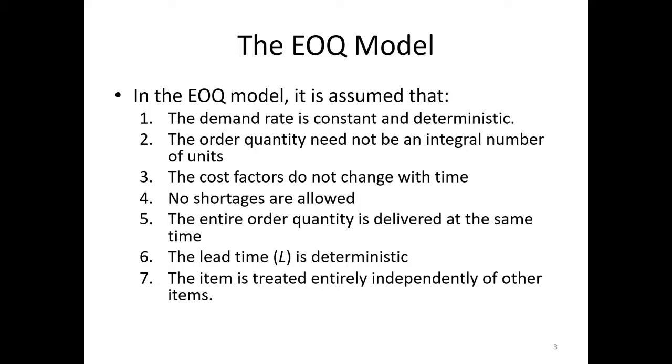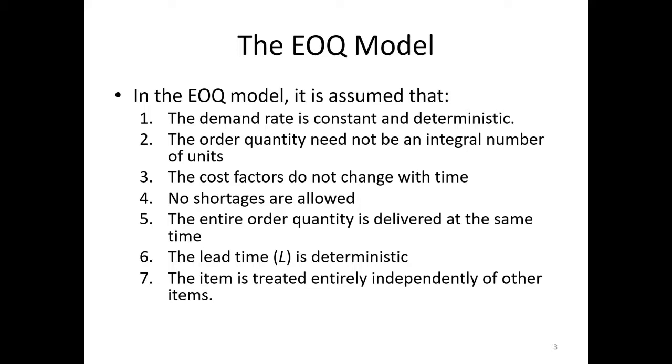These assumptions include the demand rate is constant and deterministic. The order quantity need not be an integral number of units. The cost factors do not change with time. No shortages are allowed. The entire order quantity is delivered at the same time. The lead time is deterministic. And finally, the item is treated entirely independent of the other items. So these are the main assumptions of the EOQ model.